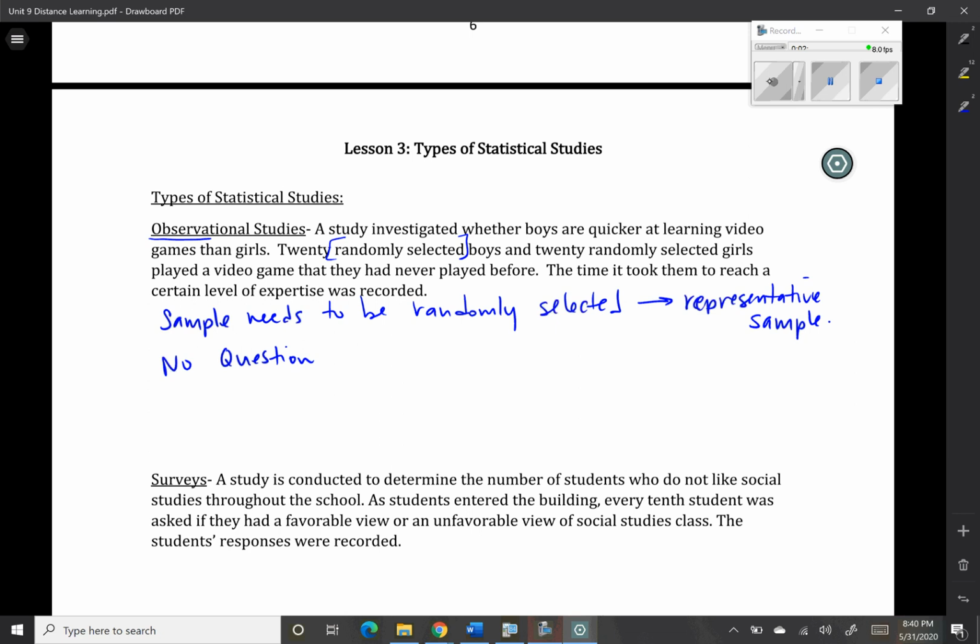All right, an example of a question being asked, you could say I randomly selected boys and asked them what their favorite video game was. That would not be an observational study. Okay, there's no question being asked.